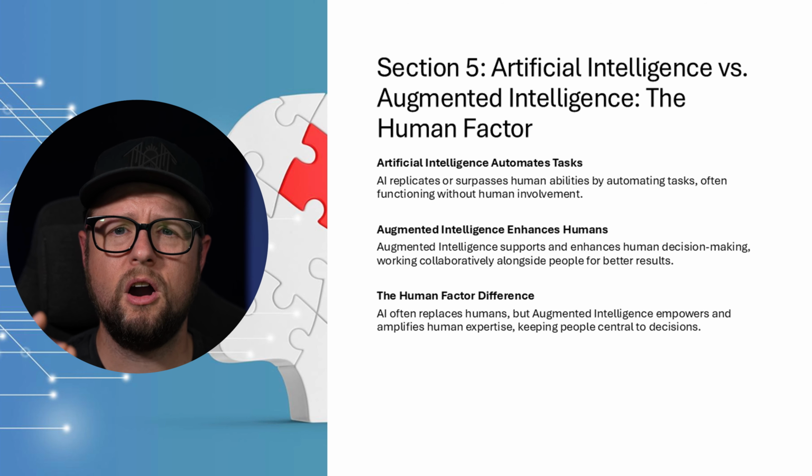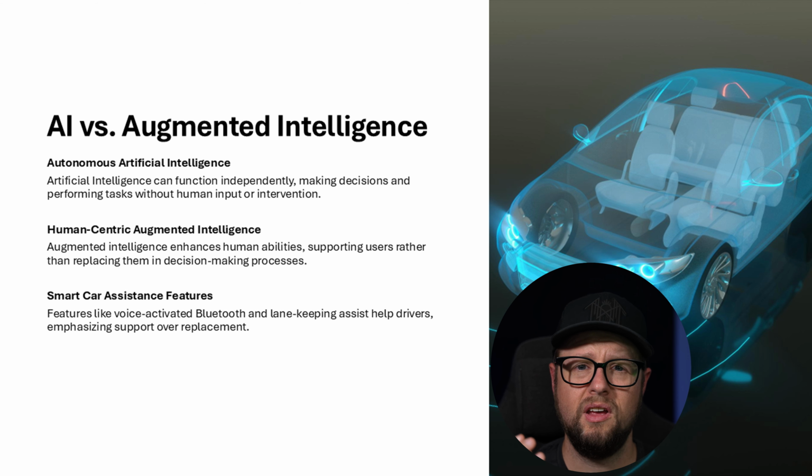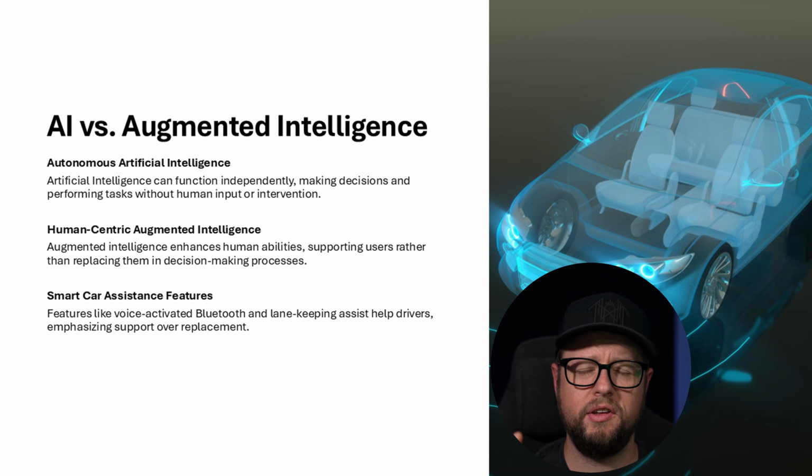Section 5. Artificial intelligence versus augmented intelligence, the human factor. It's crucial to understand the difference between artificial intelligence and augmented intelligence. The distinction centers on the human factor. Augmented intelligence refers to AI technologies that assist humans. Think of a modern car's voice-activated Bluetooth system or lane-keeping assistance features. These require a human driver to be present to operate the vehicle. They assist the driving experience, but do not replace the driver.